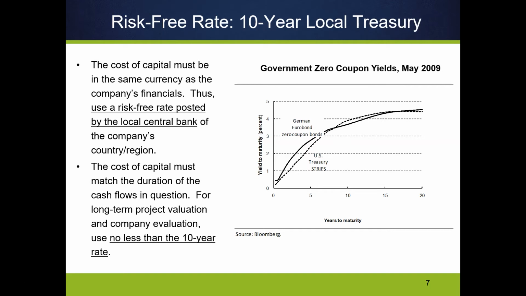So that's going to be more important for us than too much concern about whether this is truly risk-free or not. Because especially for US companies, we consider even long-term bonds to be close to risk-free.